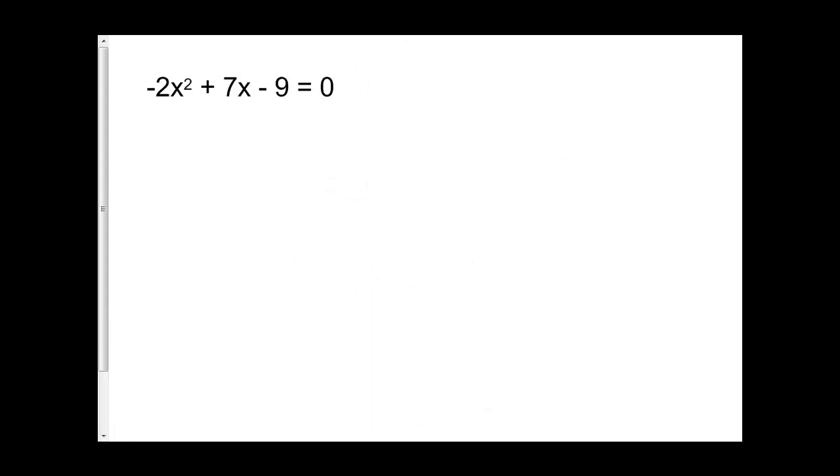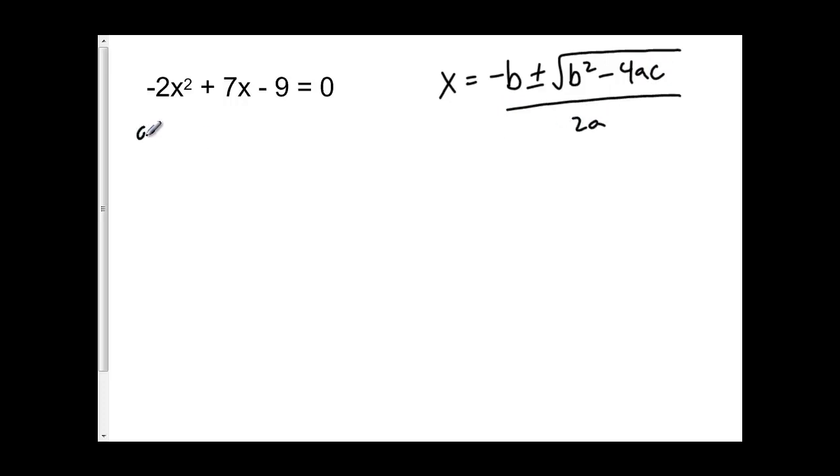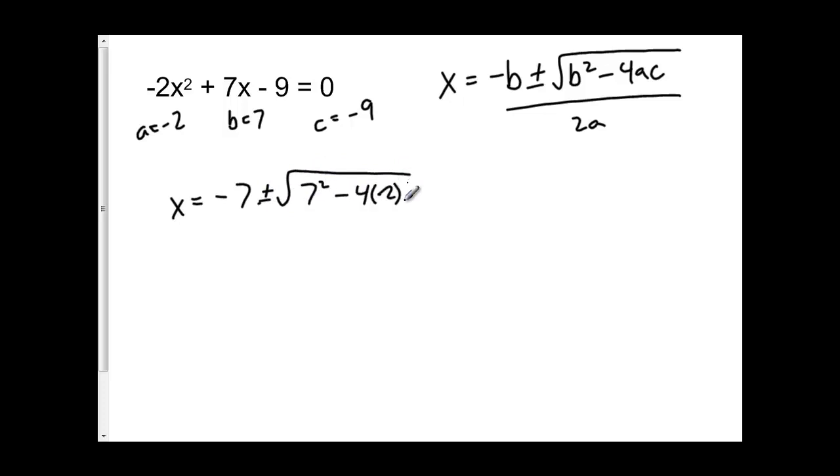Here's one more example just to show you something else that could happen. Our formula is negative b plus or minus the square root of b squared minus 4ac, over 2a. In this case, our a is equal to negative 2, our b is equal to 7, and our c is equal to negative 9. Substituting in, I'm going to have negative 7 plus or minus the square root of 7 squared minus 4 times negative 2 times negative 9, all over 2 times negative 2.